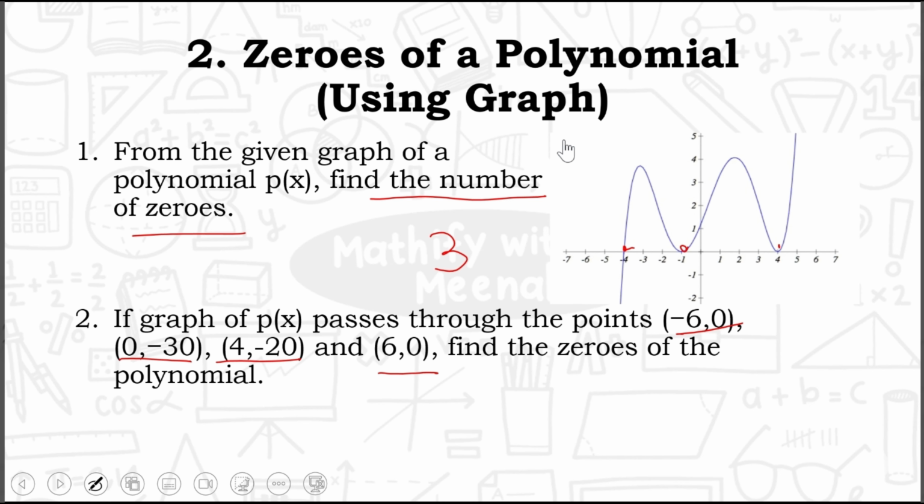As I just discussed, what are the zeros of the polynomial? They are the points where it intersects the x-axis, and when it intersects the x-axis at those points, what is y? Y is 0. So you have to see out of these 4 points in which points y is 0. So here y is 0 at (-6, 0) and (6, 0). So here the answer is minus 6 and 6. So here we have two zeros. Let's move to the third topic.